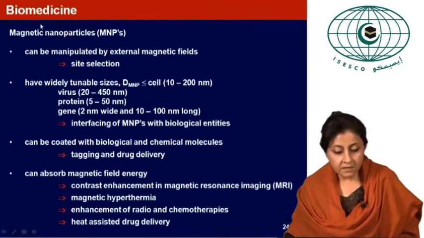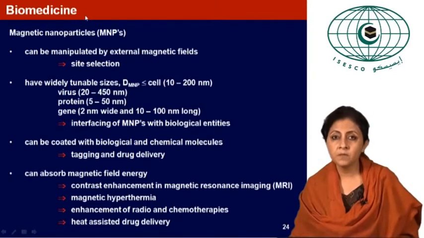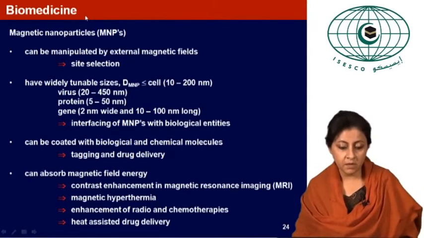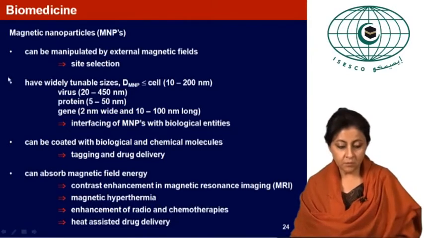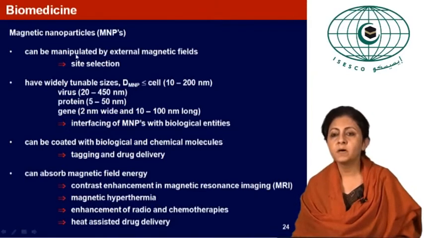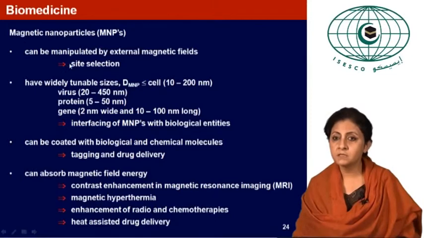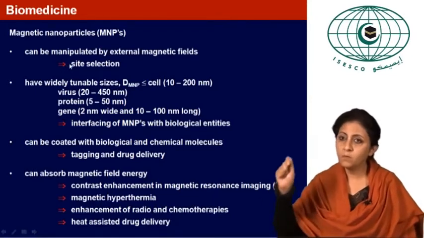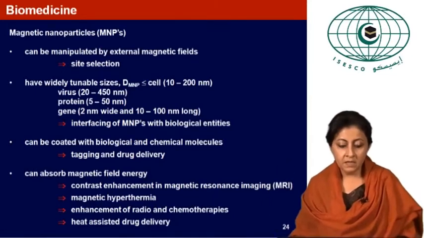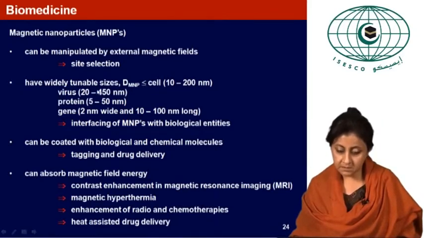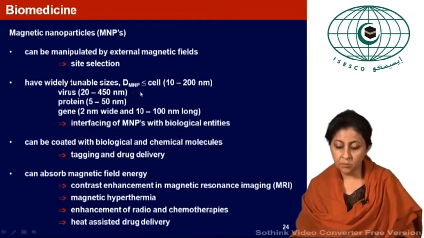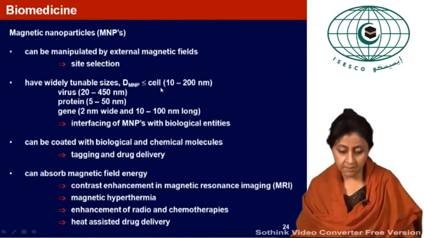Okay, the third and last application I want to discuss is the application of magnetic nanoparticles in biomedicine. Magnetic nanoparticles can be manipulated by external magnetic fields. That means site selection is possible. We can put them where we want them to be. They have widely tunable sizes, and the diameter of a magnetic nanoparticle is less than that of a cell.